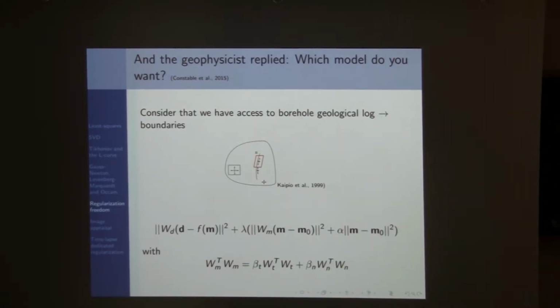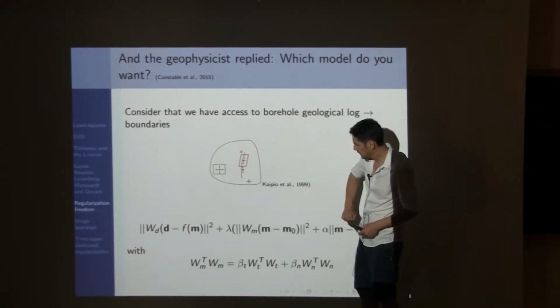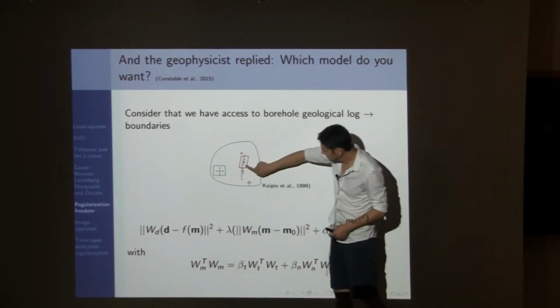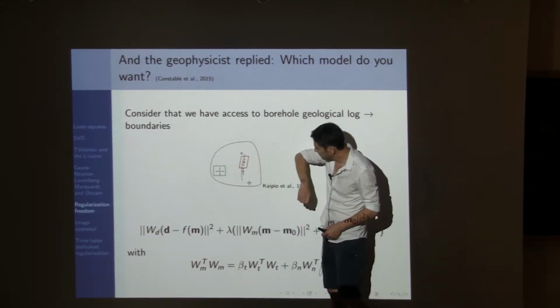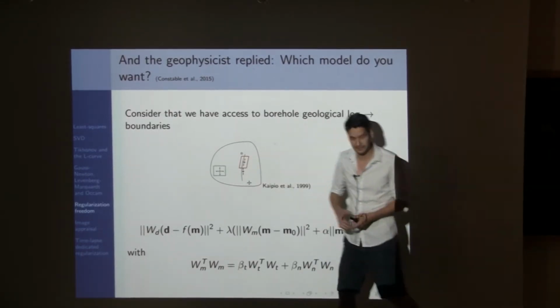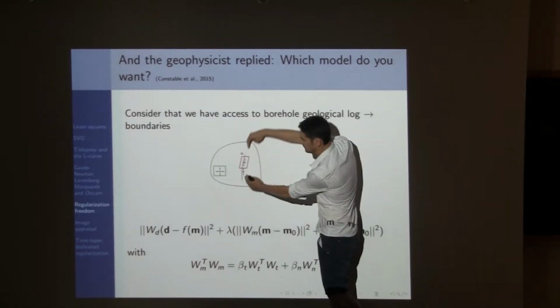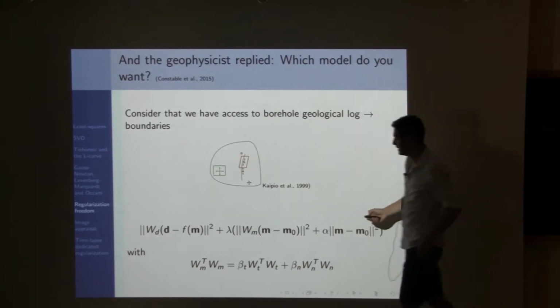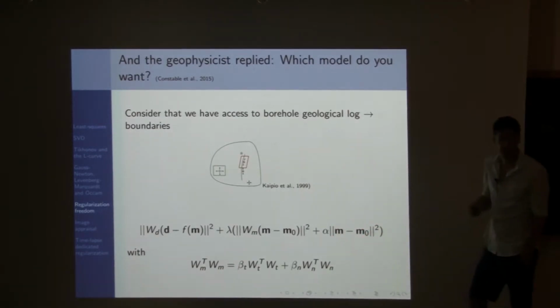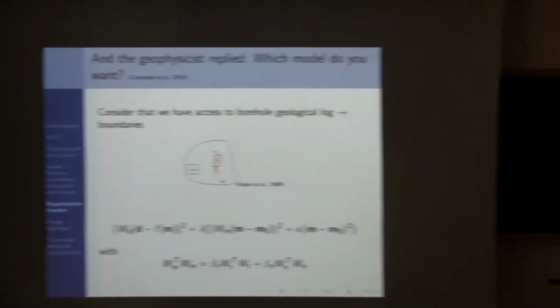That can be done by entering in this matrix here, which can be decomposed in a weighting in the direction tangential to the boundary, or normal to the boundary. So we'll put more weight into the tangential direction if you want to elongate the properties along this direction. And you can also add here a reference model, like if you know the value of the model at certain locations.